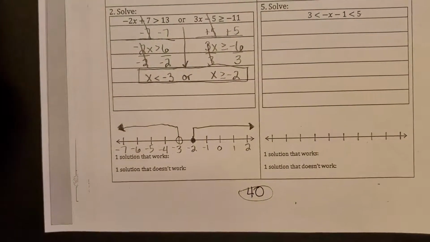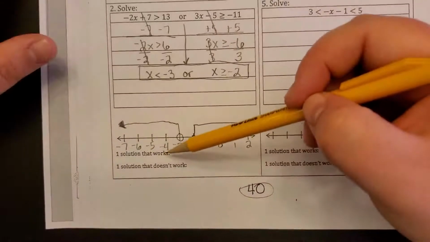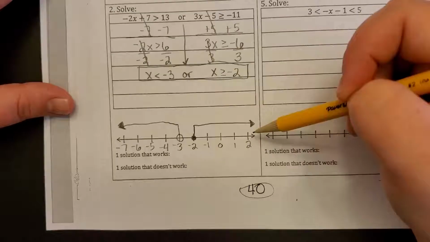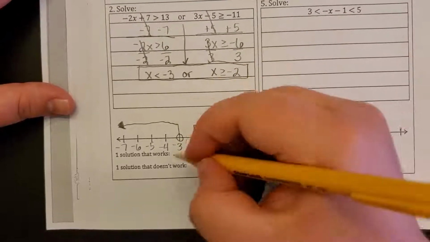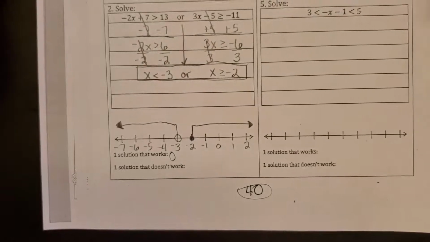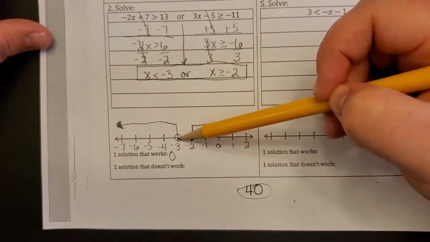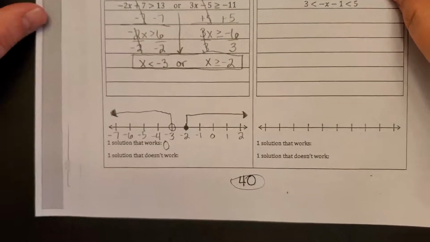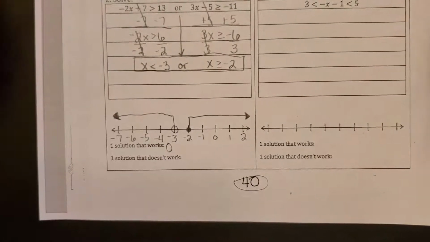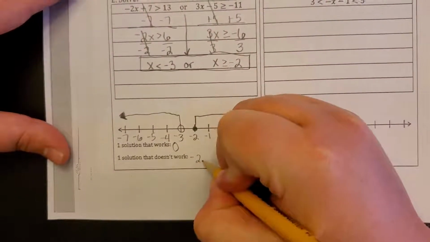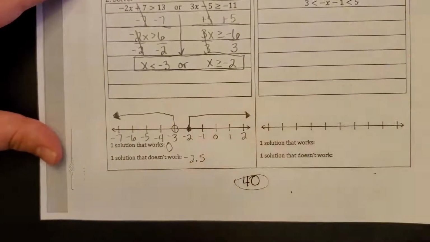All right, so you have lots to choose from here when it comes to solutions that work. You could pick any number underneath this line or any number underneath this line. I'm just going to go with 0. That works good for me. But a solution that doesn't work is a little more tricky. You could choose -3 because this is open, or you can choose any number in between -2 and -3. So it could be -2.5, -2.6, any of those numbers would work. So I'm just going to go right in the middle and do -2.5.